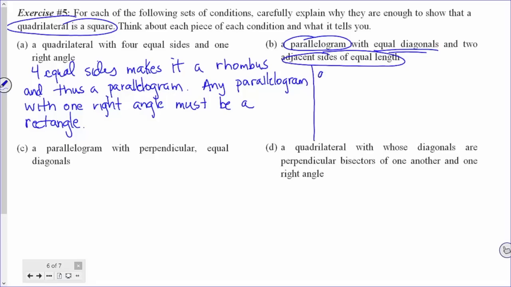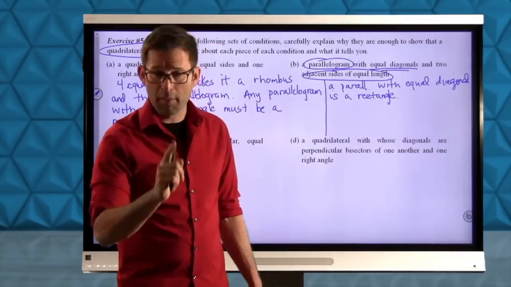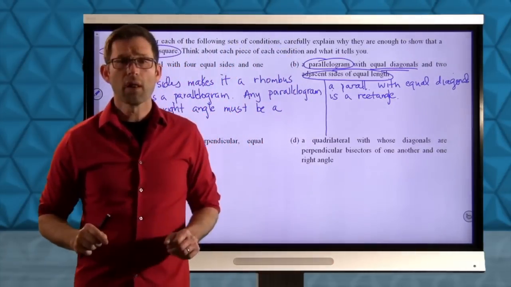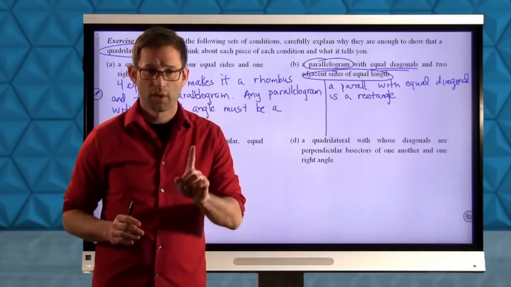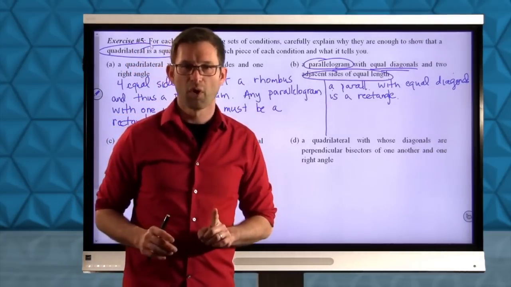Well, a parallelogram with equal diagonals is a rectangle. All right? And we proved that a while ago. Anytime you have a parallelogram whose diagonals are the same length, then it is a rectangle. Okay? Now can we get the rhombus part of it?